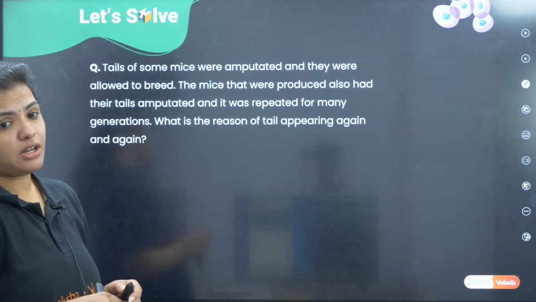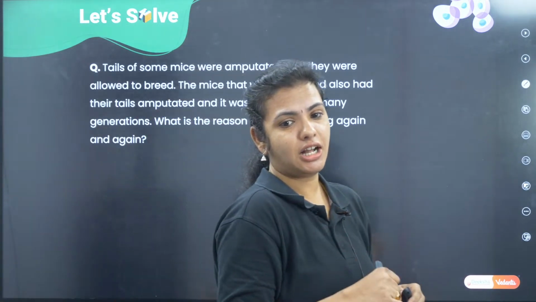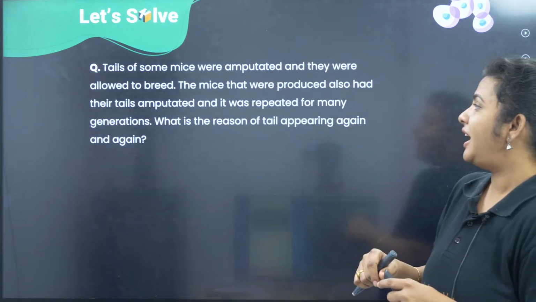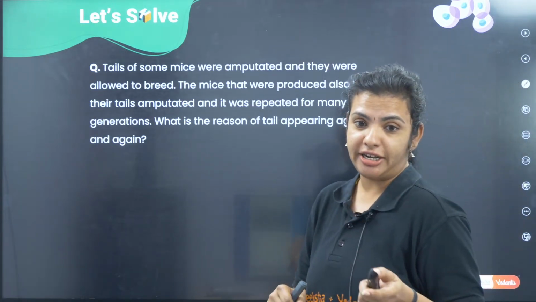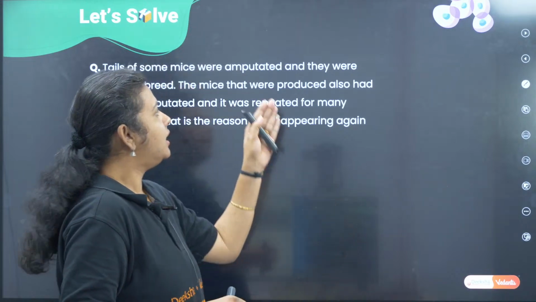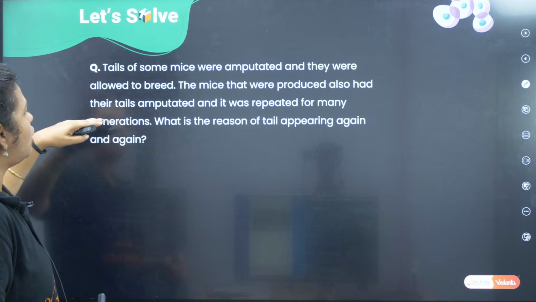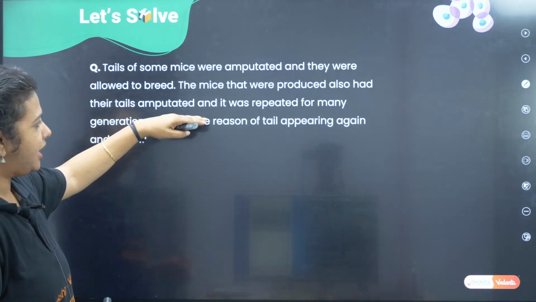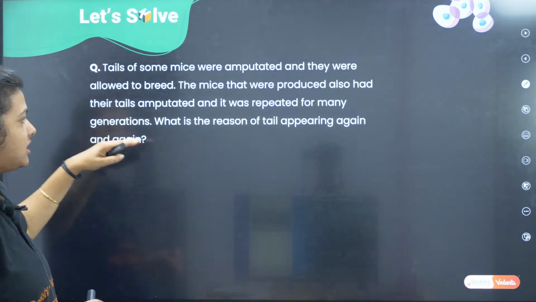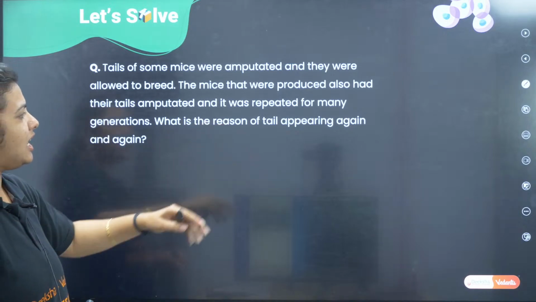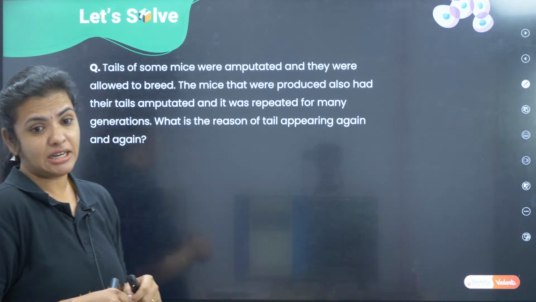Alright, so we have a question here. This is from yesterday's part which was left. Tails of some mice were amputated. Amputated means they were cut and they were allowed to breed. The mice that were produced also had their tails amputated and it was repeated for many generations. What is the reason of the tail appearing again and again?